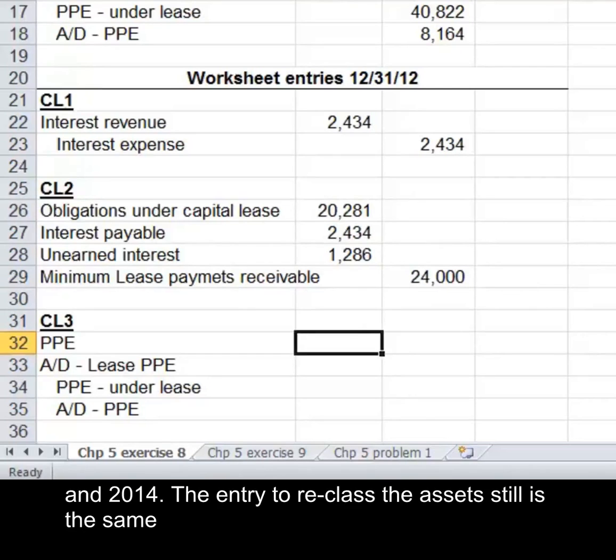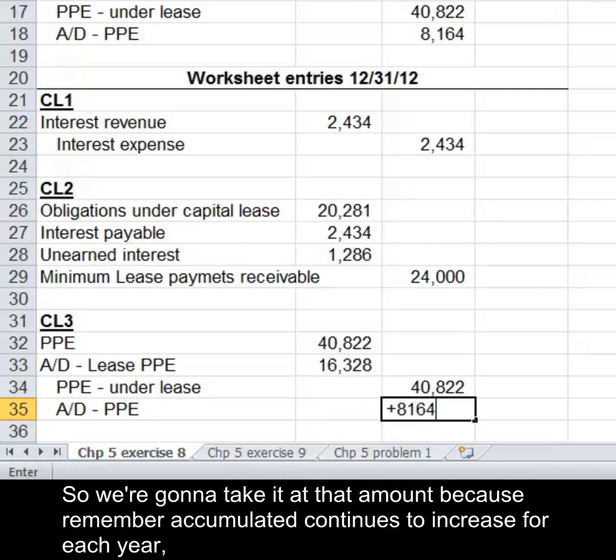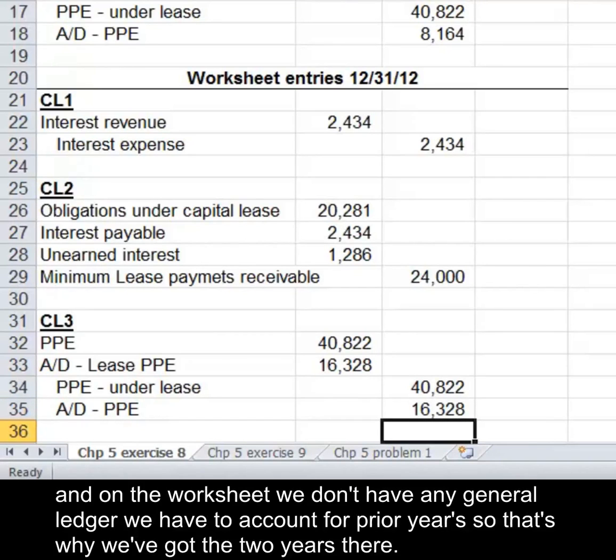The entry to reclass the asset is still the same. The only difference in this entry is that we now have 2 years of depreciation. So we're going to take it at that amount because, remember, accumulated depreciation continues to increase for each year, and on the worksheet we don't have any general ledger. We have to account for prior years, so that's why we've got the 2 years there.